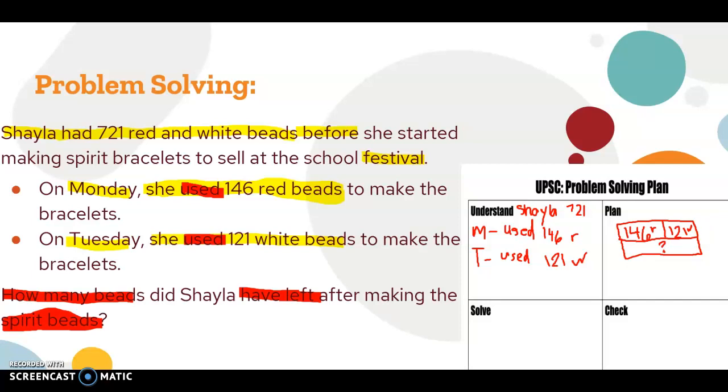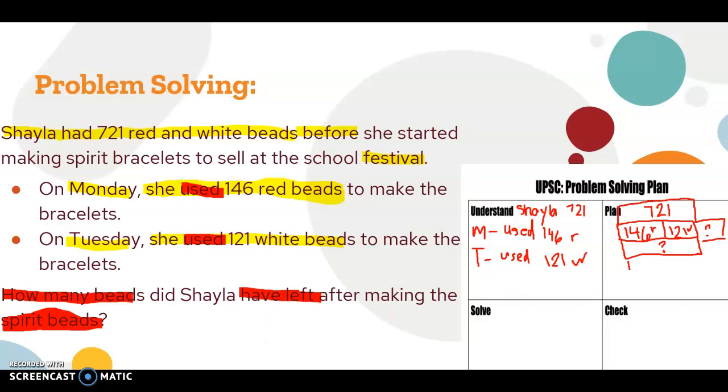So you kind of got a head start on your thinking and how you can go about solving the problem. And this is one way. Once we figure out how many beads she used, then we can use that information to find the missing part: how many did she have left out of 721? And so we can find that missing information.